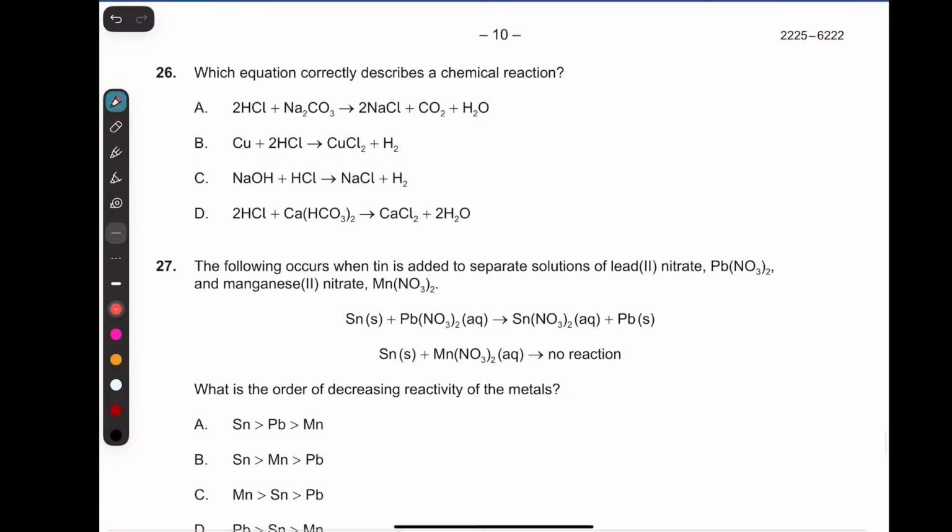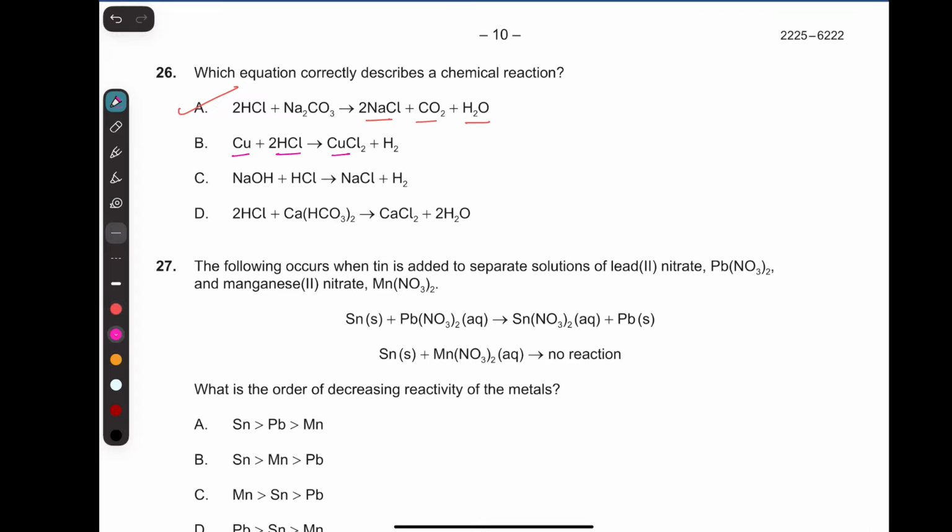Then, which equation correctly describes the chemical reaction? So we have to identify which chemical reaction is true and is balanced. The first one looks completely right to me. HCl and Na2CO3 into NaCl, CO2, H2O. This will be produced. I think this is the right answer, but we'll check the other options.